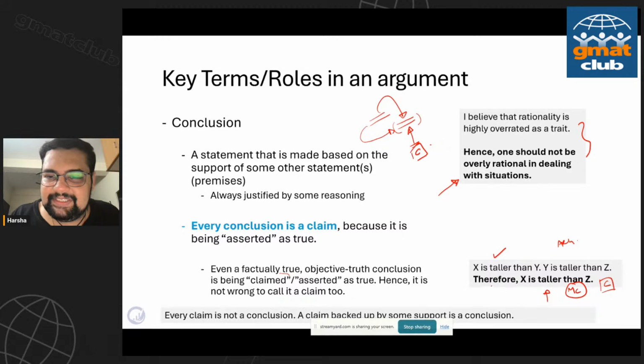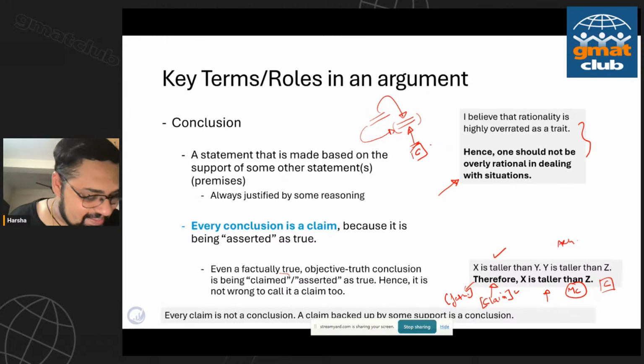So what you're seeing here is a very rare example where a conclusion, it's of course a conclusion. Because it's a conclusion, by definition, it's a claim, but it's also factually true. So don't have this mindset that fact and claim cannot coexist together. That's a bit of a myth. So I hope this is clear.